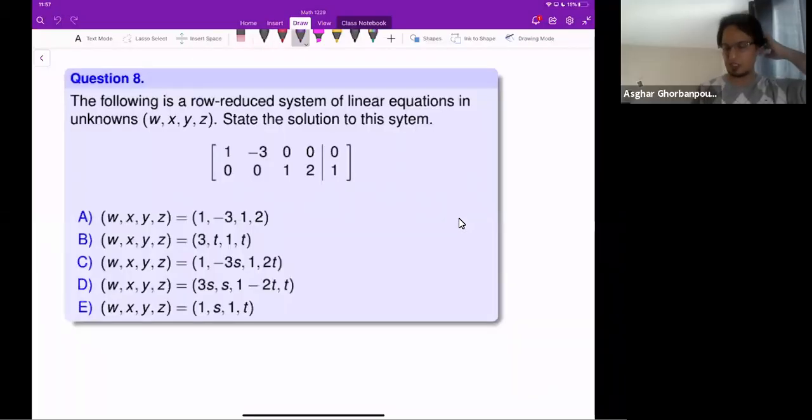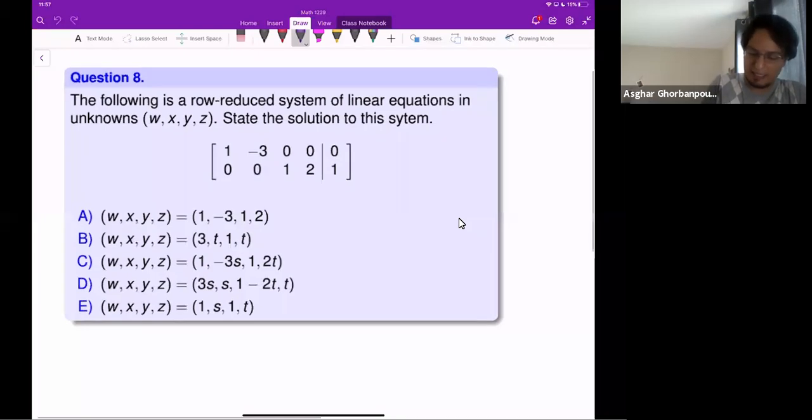Okay, let's do question 8. This time, the row reduced echelon form of a system, the augmented matrix of a system, is given. The system has the unknowns W, X, Y, and Z. And then the question is to find the answer.